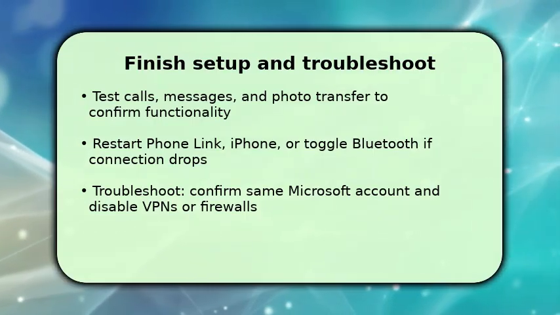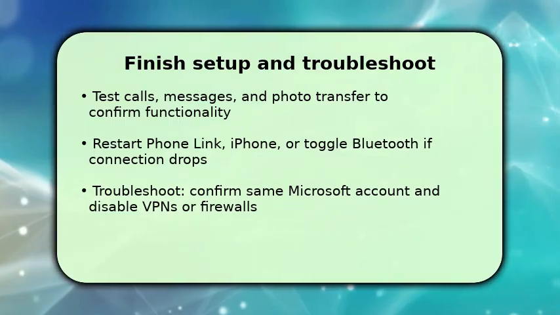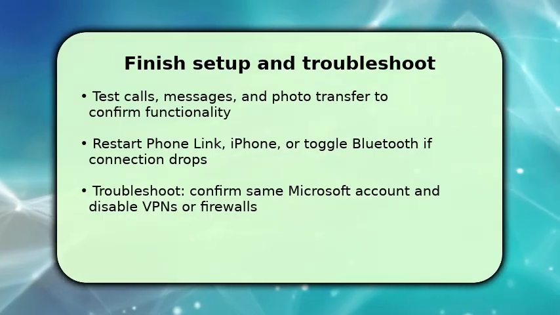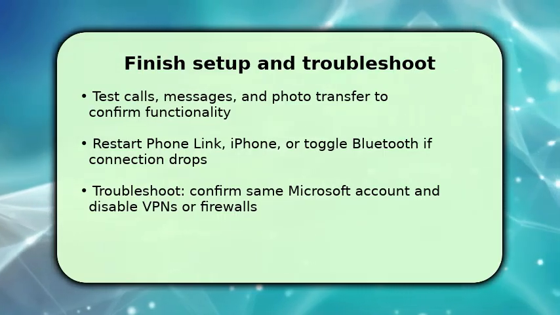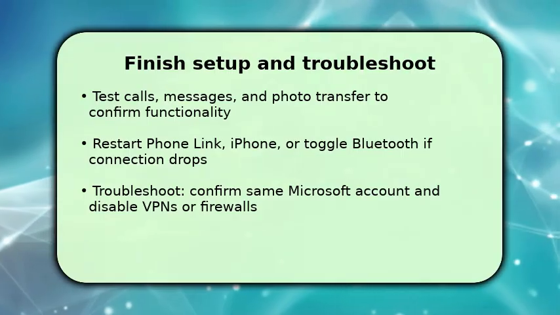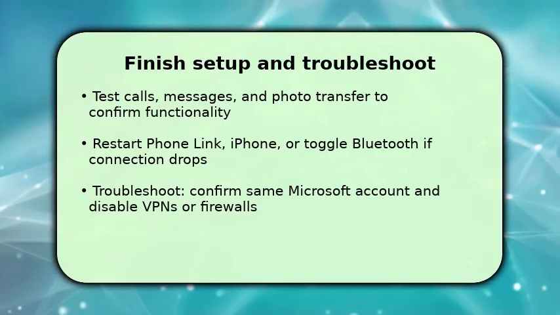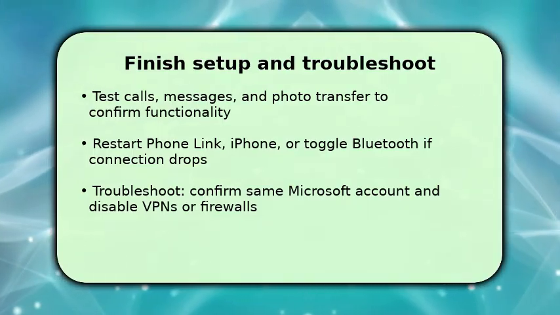If something fails, restart the Phone Link app and the iPhone, then re-enable Bluetooth. That often clears pairing glitches. Make sure both devices use the same Microsoft account and temporarily disable VPNs or strict firewalls that block local discovery. If problems persist, remove the device from Phone Link and repair. This rebuilds trust and resolves most lingering permission or certificate issues.